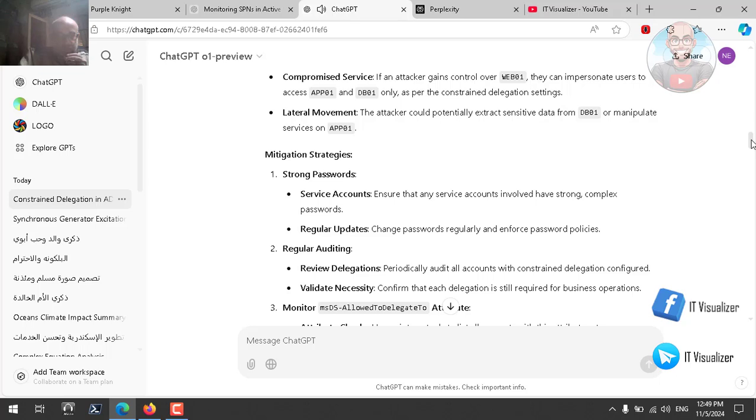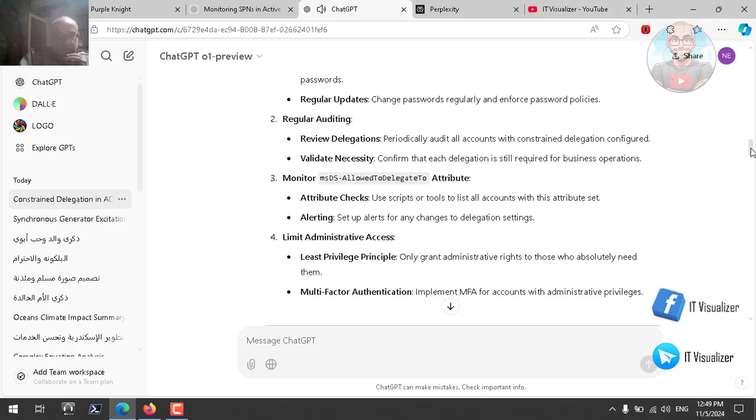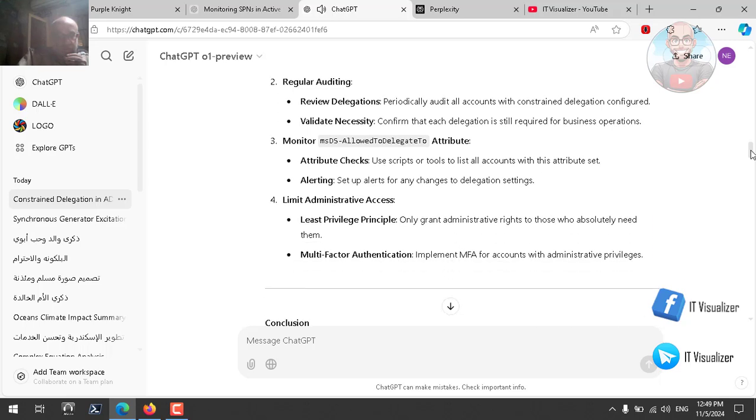2. Regular auditing. Review delegations. Periodically audit all accounts with constrained delegation configured. Validate necessity. Confirm that each delegation is still required for business operations. 3. Monitor msDS-AllowedToDelegateTo attribute changes. Use scripts or tools to list all accounts with this attribute set. Alerting. Set up alerts for any changes to delegation settings.